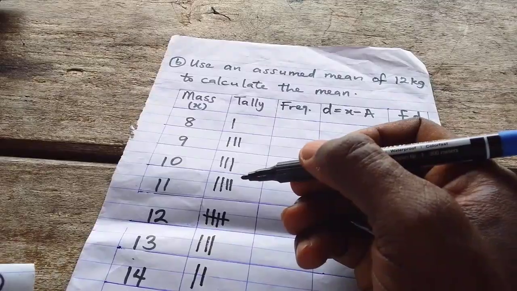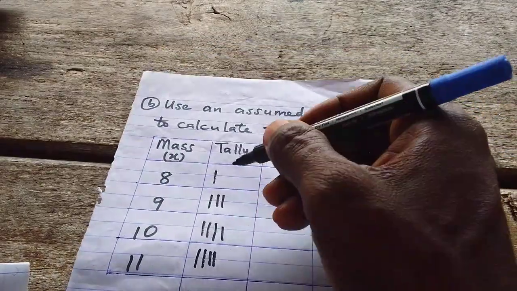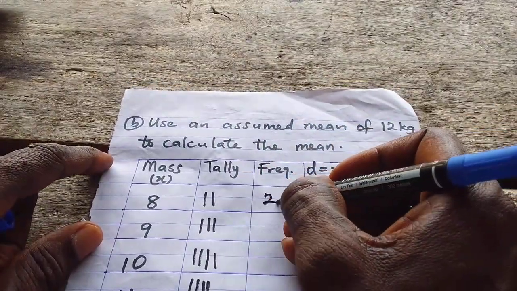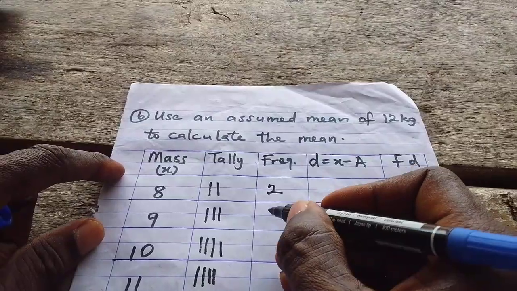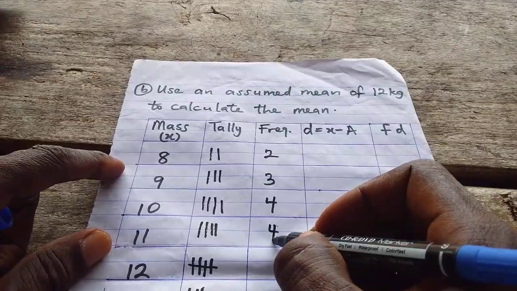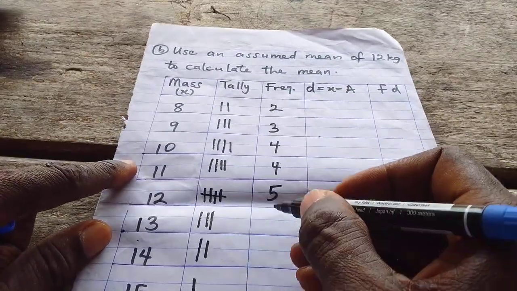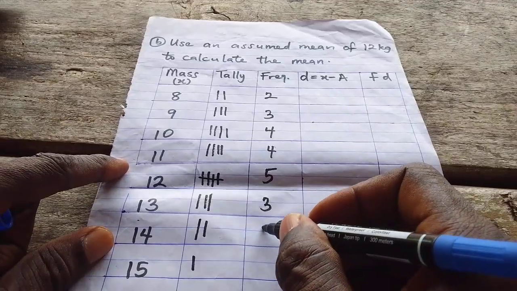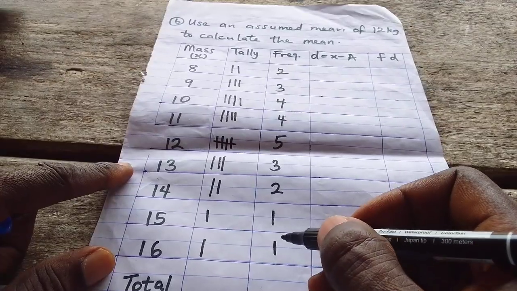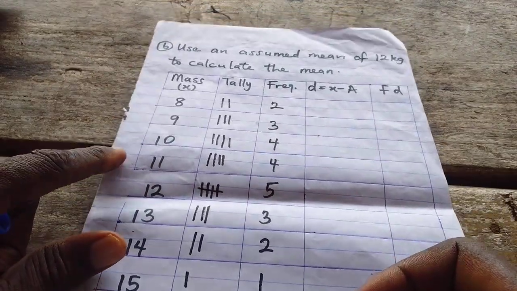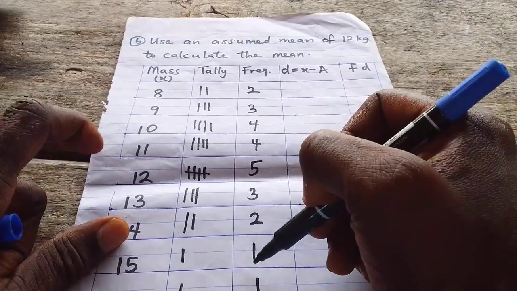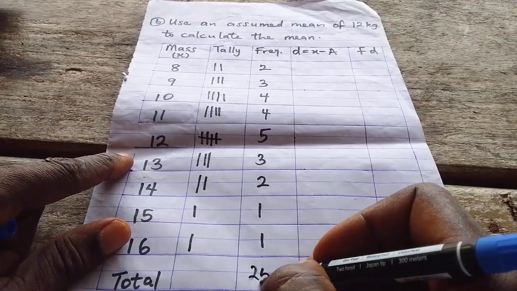This is 5. Then 10, 8. So the frequency: this is 2 strokes, this is 1, this one will give me 2. 9, we have 3 nines; 10, 4; 11, 4... 11, 5; 12, 5... 12, 3; 13, 2; 14, 1; 15, 1; and 16, 1. So if you add everything together, 2 plus 3 plus 4 plus 4 plus 5 plus 3 plus 2 plus 1 plus 1 will give us 25.